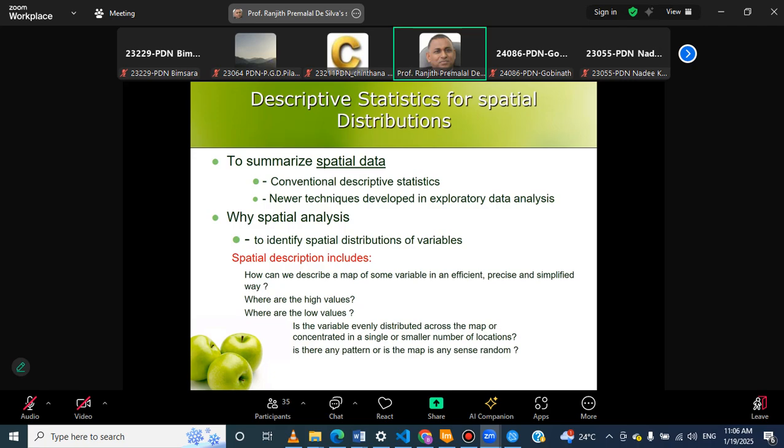Right? So when you can do that, you can find where the high values are, where the low values, where the moderate values, where the values are changing with time quickly, where the values are stable. Is a variable evenly distributed across the map or concentrated in a single or smaller number of locations? For example, you want to study a particular plant. Say we have an invasive plant, which is going to be very dangerous. So you want to see, is this plant distributed evenly or is it only in certain concentrated areas?